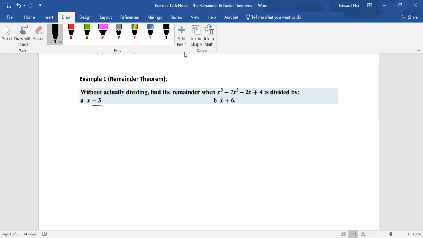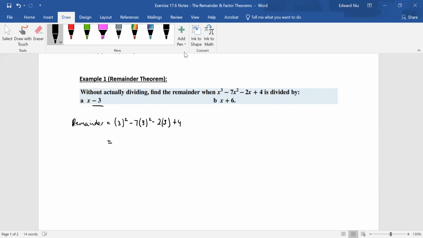So without actually having to divide, find the remainder when x cubed take away 7x squared, take away 2x plus 4 is divided by x take away 3. Well, the remainder is going to be equal to, well, the opposite of negative 3 is positive 3. 3 cubed take away 7 times 3 squared take away 2 times 3 plus 4. Okay, so if we just simply solve this by substituting in the opposite of negative 3 or the inverse, we get ourselves the remainder.